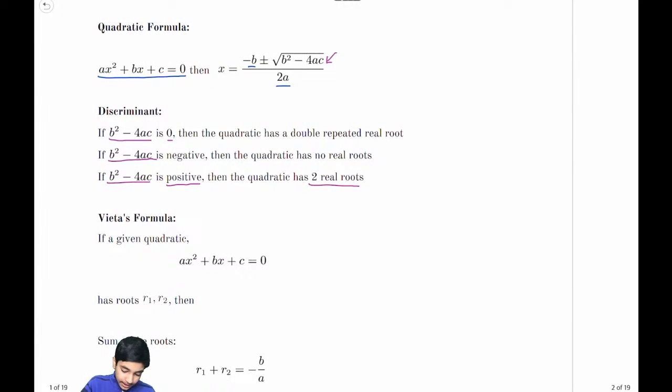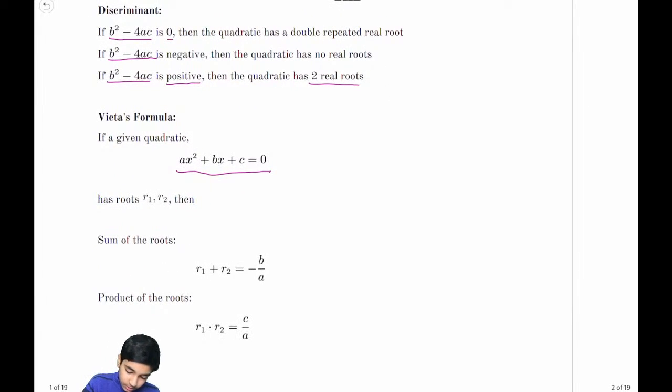In a given quadratic, ax squared plus bx plus c is 0, there's also Vieta's formula, which tells us the sum of the roots is going to be negative b over a, so negative of this coefficient divided by this coefficient. And the product of the roots will be equal to c over a. So basically, we take the constant coefficient divided by the x squared coefficient.